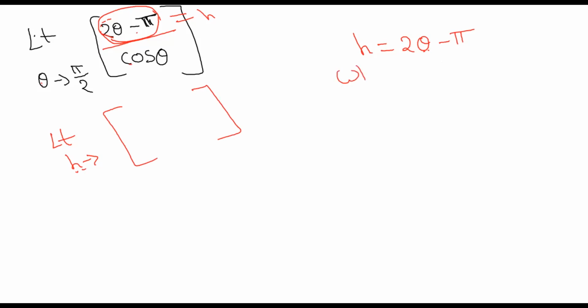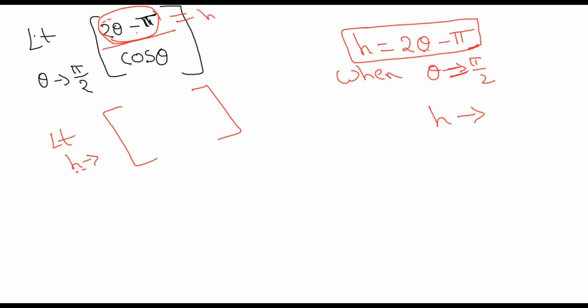When theta tends to pi by 2, h tends to what? When theta is pi by 2, what is the value of h? It will be 0, it tends to 0. That's what I'm asking. You have to substitute because you're converting from one form to another form. So h tends to 0, and 2 theta minus pi is h, correct?